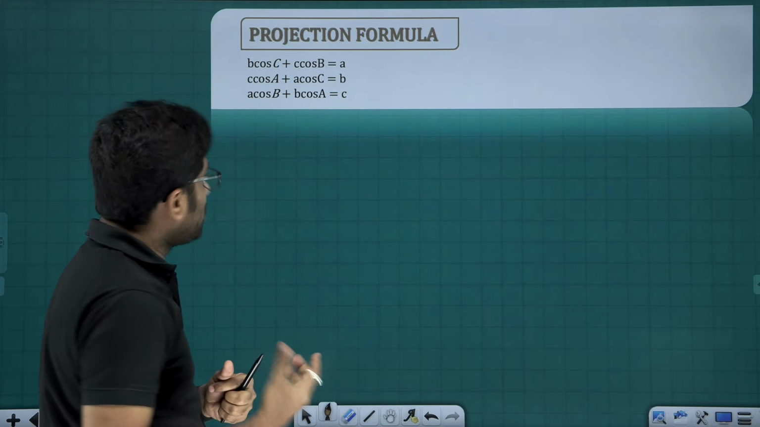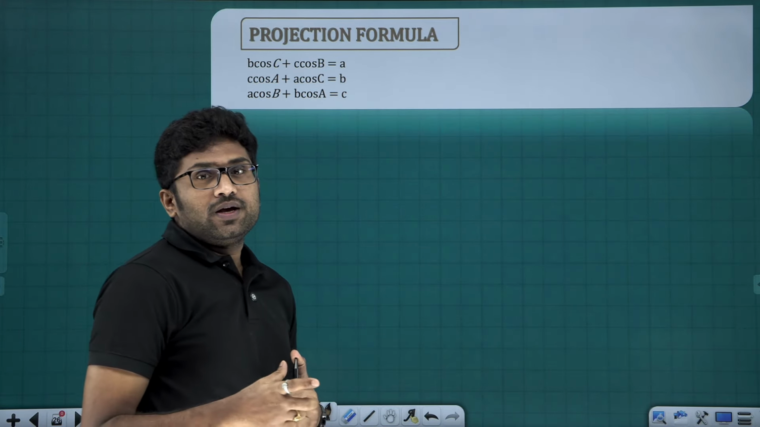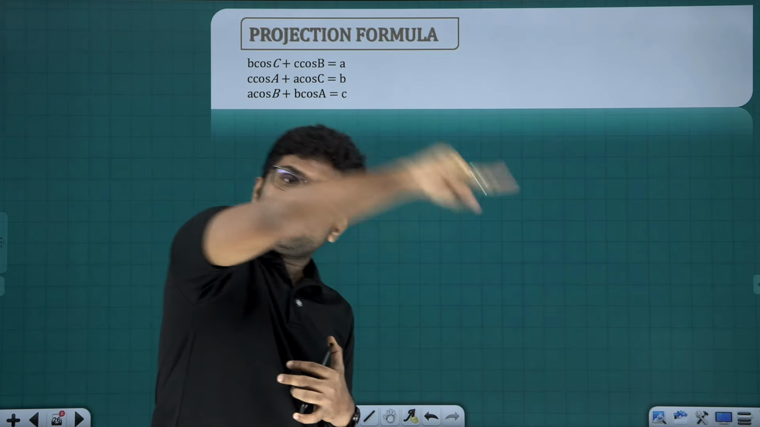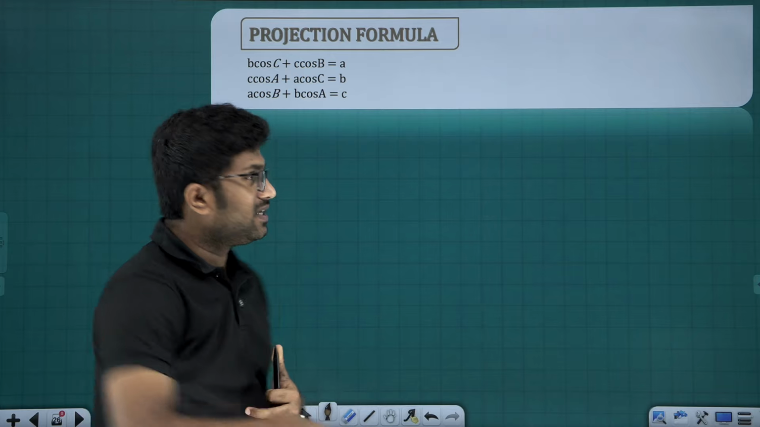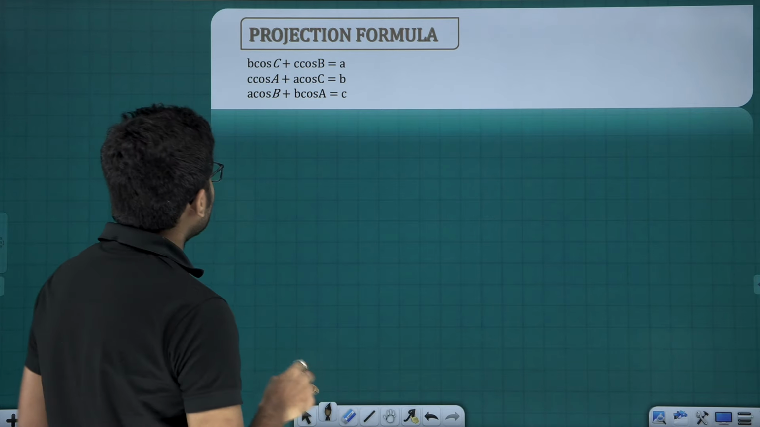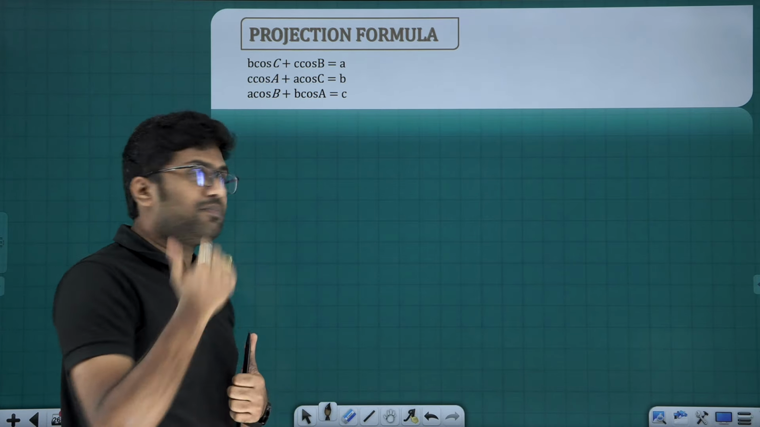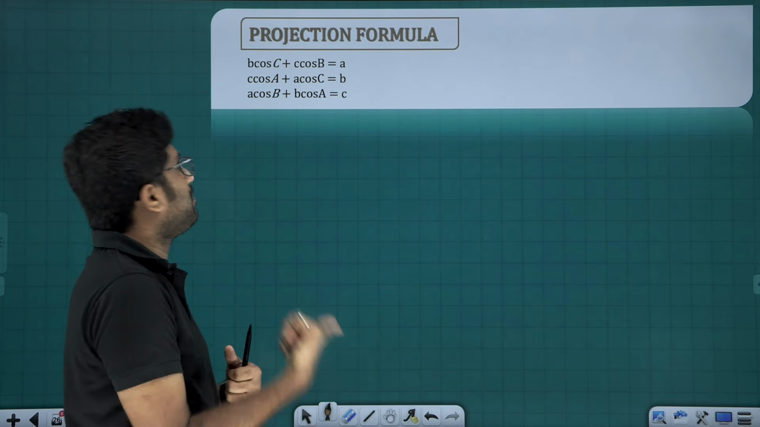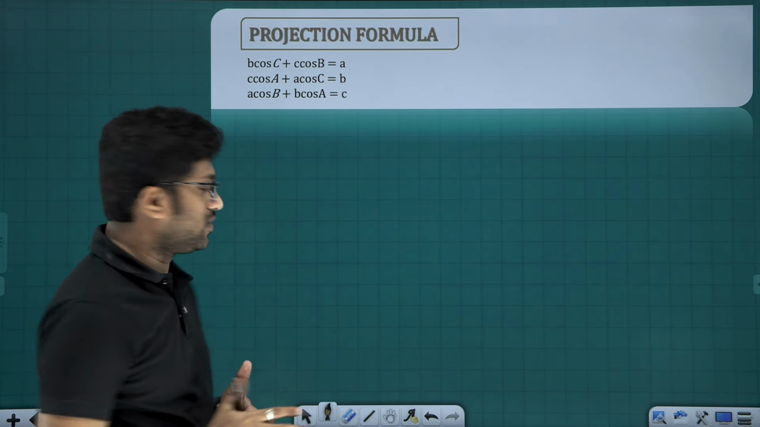Next, the projection rule. Projection rule means to express a in terms of only angles B, C and sides b and c, we use projection formulae. a is equal to b cos C plus c cos B, b is equal to c cos A plus a cos C, c is equal to a cos B plus b cos A. These three are the projection formulae.